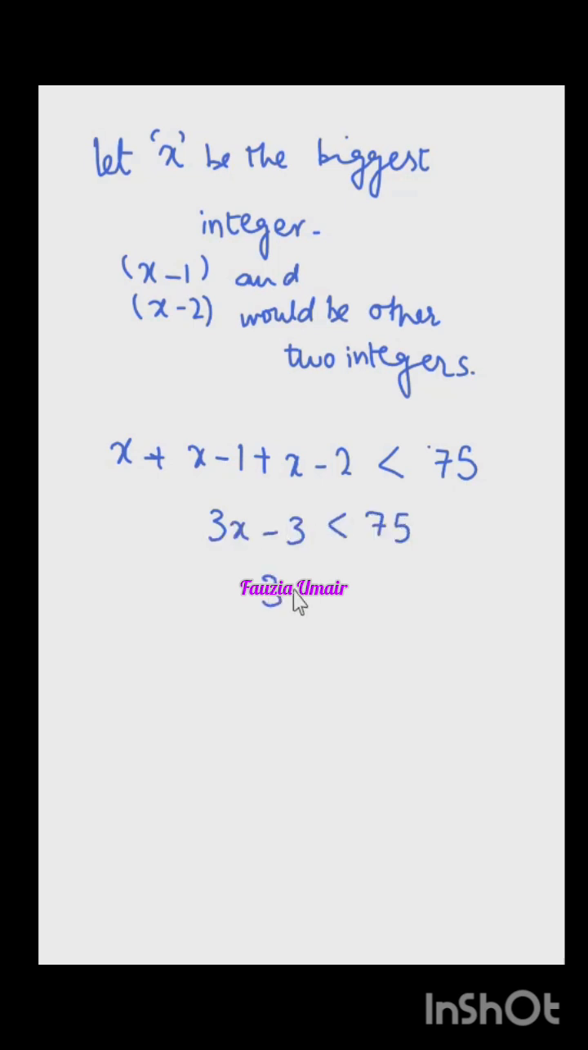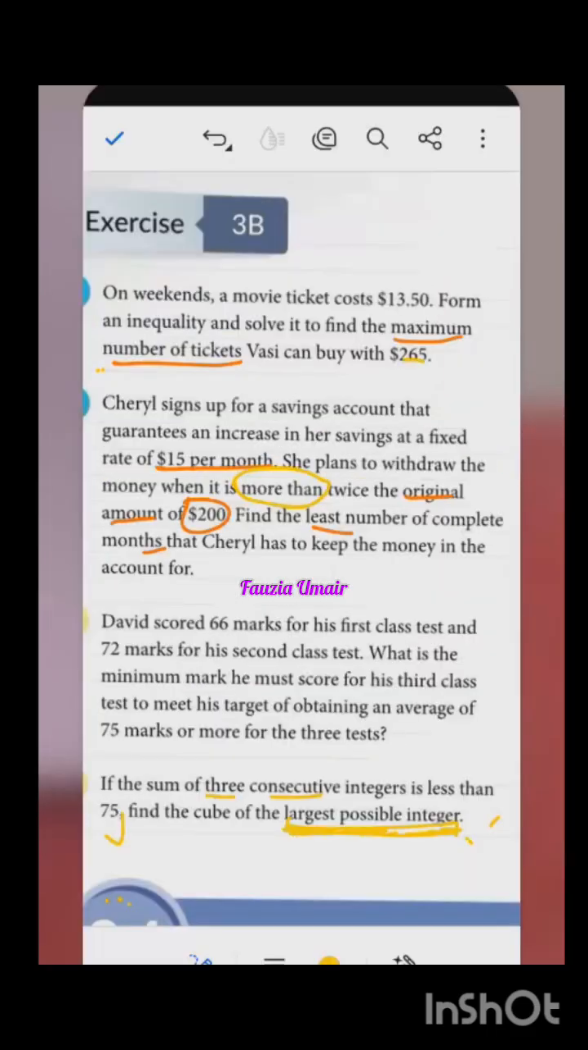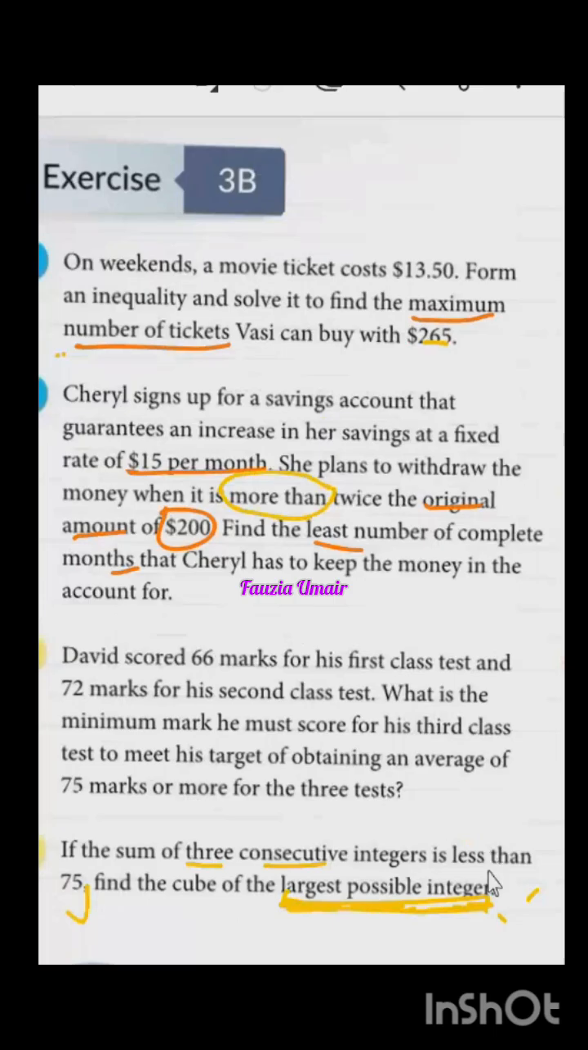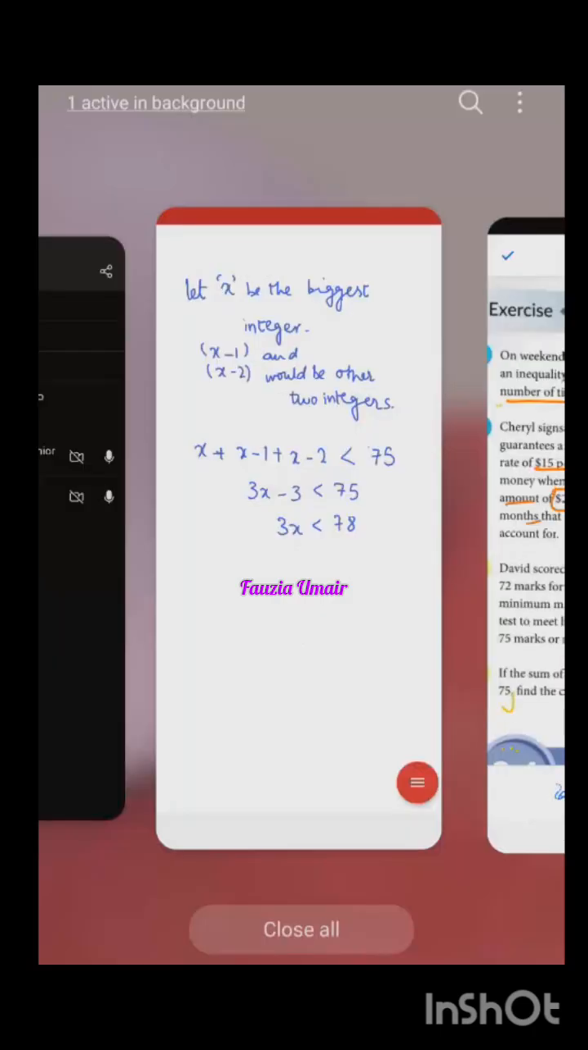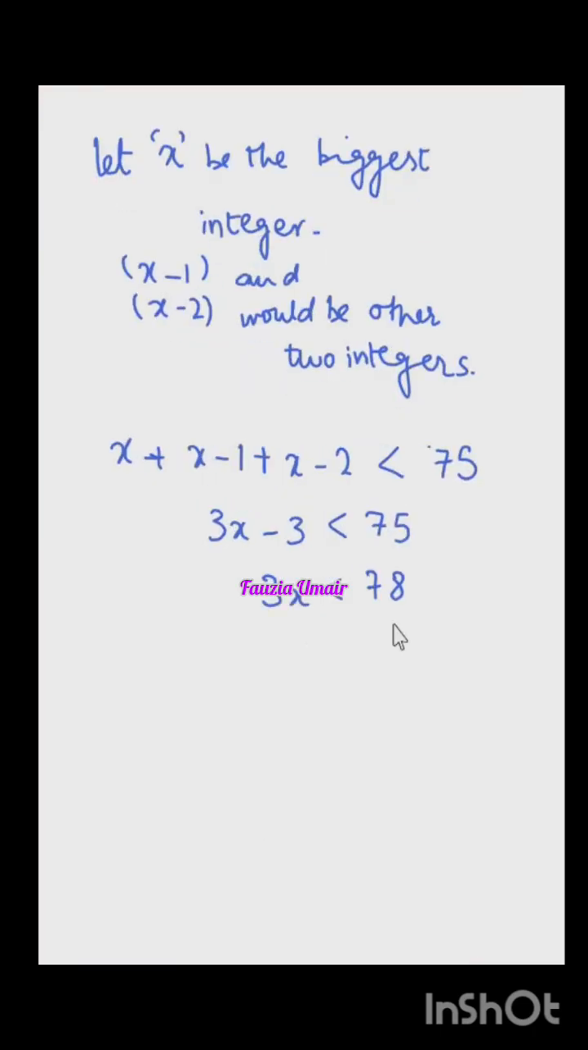Ma'am, shouldn't it be 3x equal to 75, not less than? No, they are less than. Can you see the question? Less than. Okay, it's inequalities. Okay? Less than. So then we keep solving. x is less than, so 3 twos are 6, 3 6s are 18. x is less than 26.